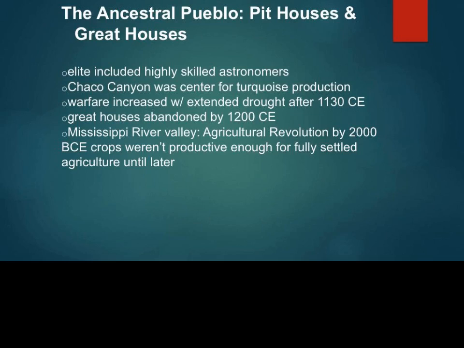All right. The elite class included some highly skilled astronomers. Chaco Canyon was a center for turquoise production. And warfare increased with the extended drought after 1130 CE. And so, thus, by at least 1200, those great houses were abandoned. So we see astronomy and art highly developed, but then warfare and eventually a collapse. There was a wide variety of sophisticated cultural achievements before this extended drought, but that significantly contributed to the Pueblo collapse.